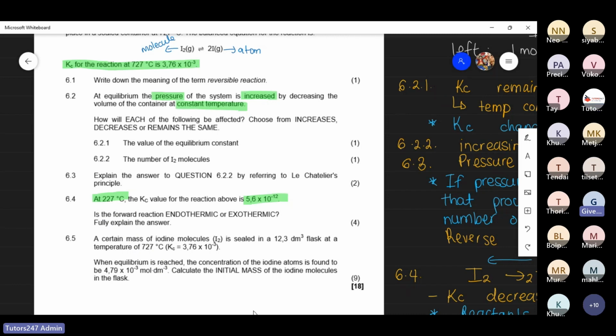So as you can see, it is a 4-mark question, which means you get 3 marks for explanation and 1 mark to conclude and say the forward reaction is exothermic or it's endothermic or whatever it is, okay?